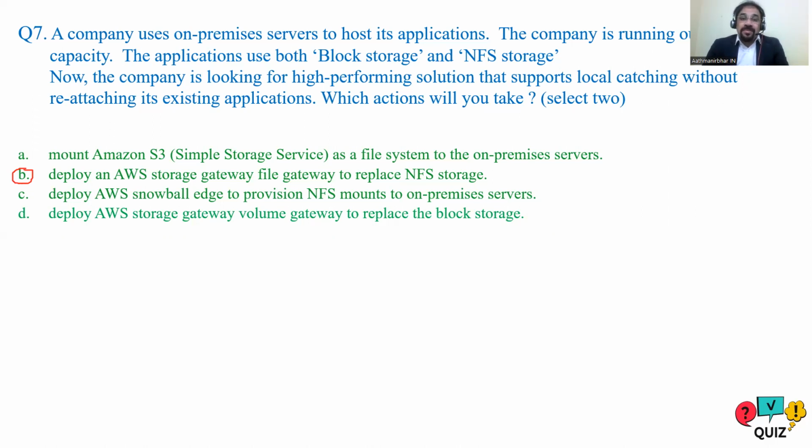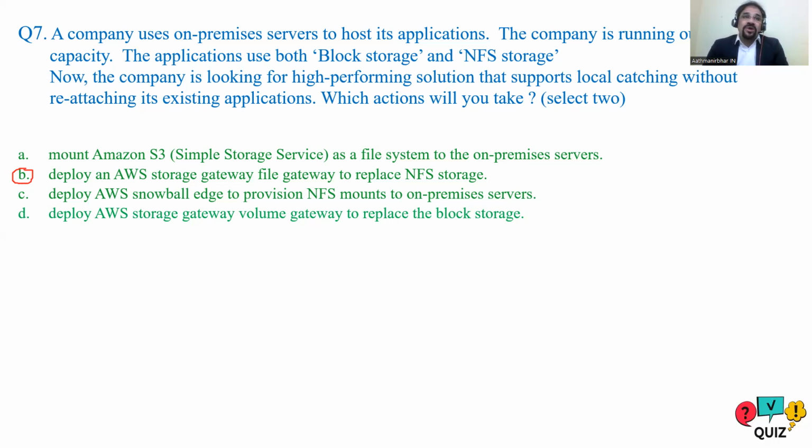So our primary requirement here is to mount as a file system. Though with option C, Snowball Edge can be used for moving data from on-premises to cloud, we should be able to use this service as a file system, like attaching drive C, drive D. So option C also will not go well with our requirement. So option A and option C are ruled out.